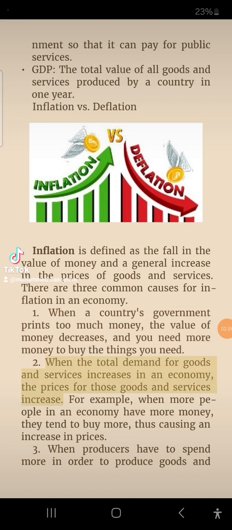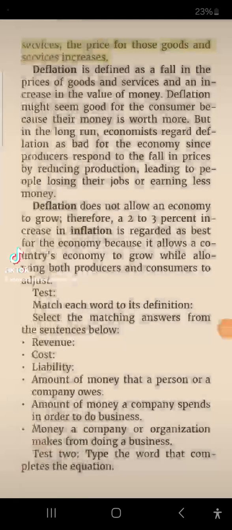2. When the total demand for goods and services increases in an economy, the prices for those goods and services increase. For example, when more people in an economy have more money, they tend to buy more, thus causing an increase in prices. 3. When producers have to spend more in order to produce goods and services, the price for those goods and services increases.